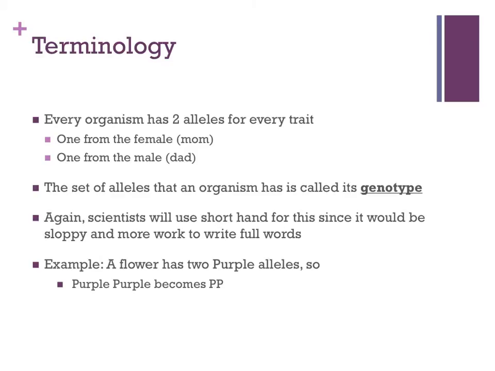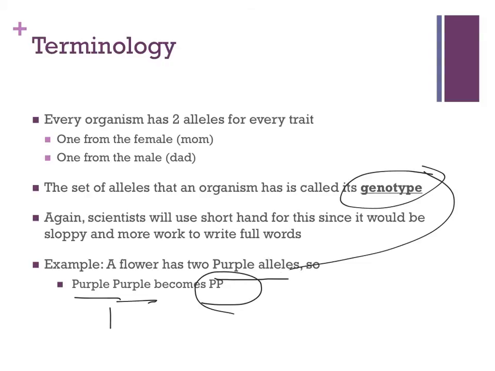Okay. This set of alleles or letters that an organism has is called its genotype. Because we don't want to write out the words, we're going to use our shorthand, remember. So if we say a flower has two purple alleles, we don't want to write purple, purple. We want to write big P because it's shorter and easier. Okay, and again, this is its genotype.